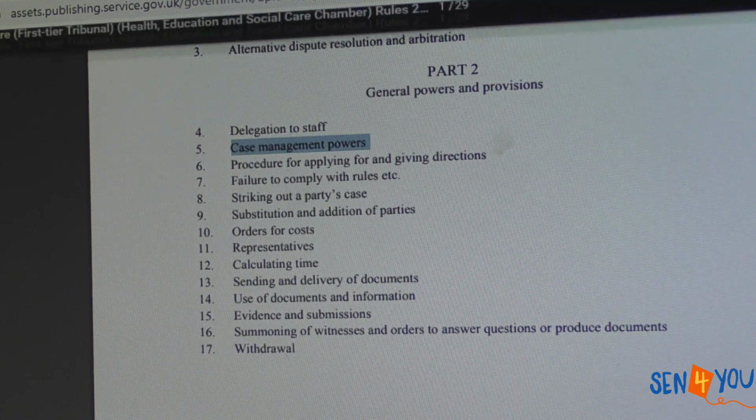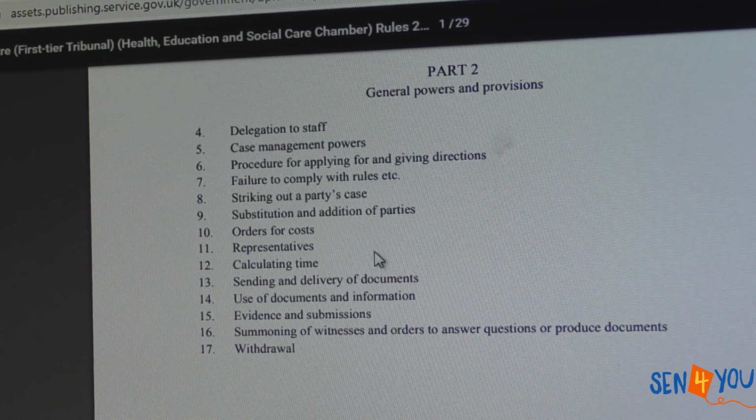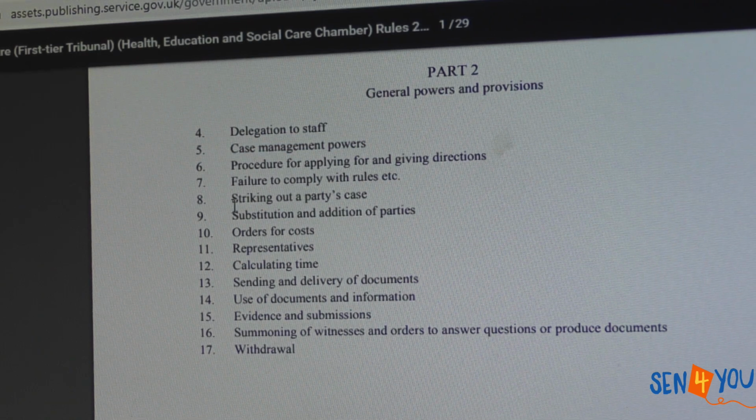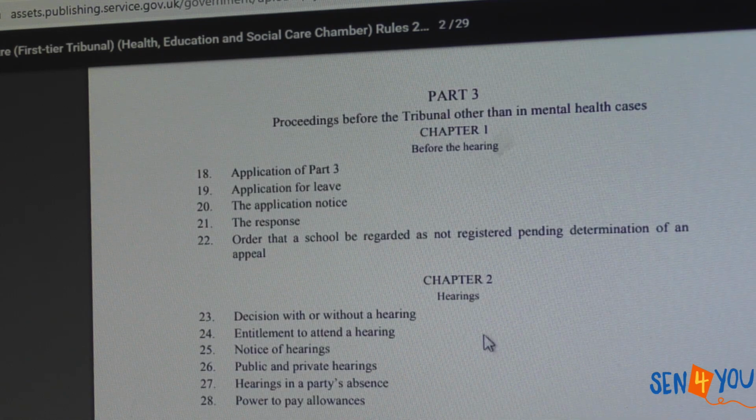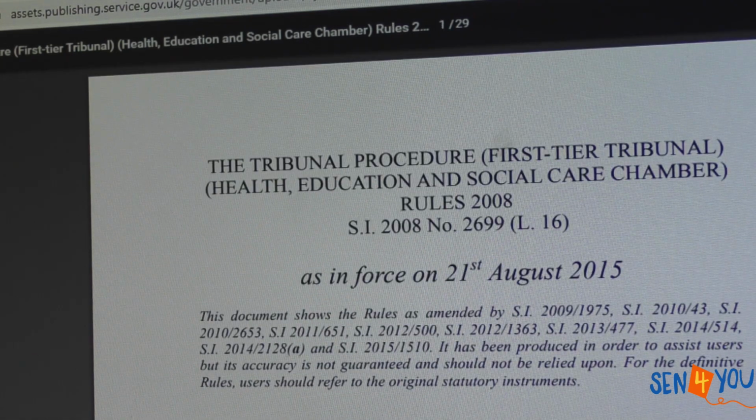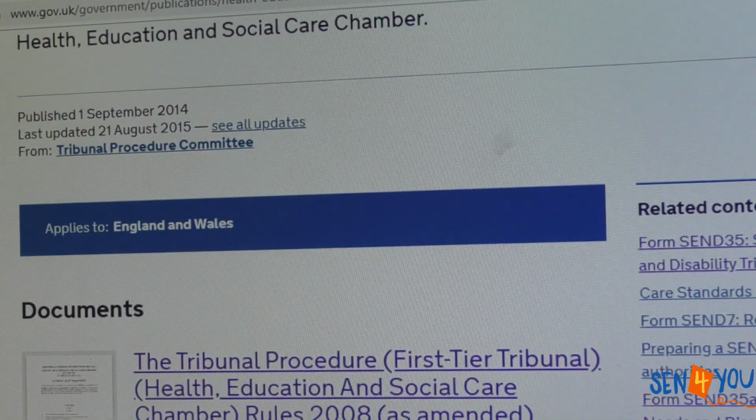It also deals with situations where perhaps a party has failed to have regard and follow the directions. That's Rule 7, and there's powers for the tribunal to strike out parties from the proceedings under Rule 8. It's worth having a look at this and just being familiar with it. But essentially, these rules here govern the way the tribunal will manage your appeal.